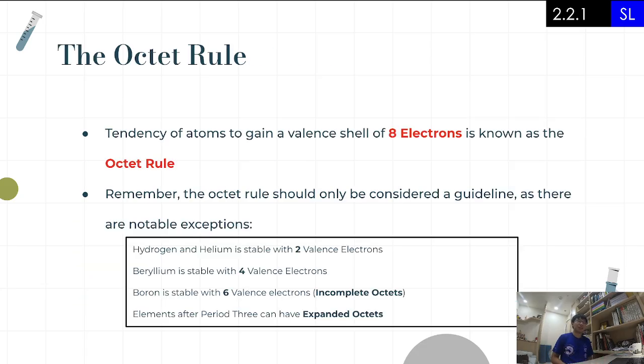Now, the octet rule. The octet rule says there's a tendency for atoms to gain a valence shell of 8 electrons for most of the elements and atoms we'll be working with. However, remember that it's not fixed at 8, okay? There are a lot of exceptions to this, and the ones you need to know are that hydrogen and helium can be stable with 2, beryllium can be stable with 4, and boron can be stable with 6. Beryllium and boron are known as incomplete octets. And for HL students, you need to know that the elements at period 3 and below can have expanded octets, where they can have more than 8 electrons in their valence shell. But we'll talk about that later.